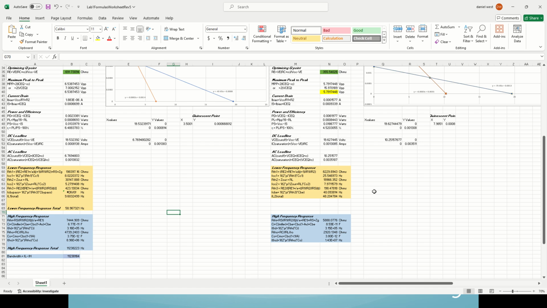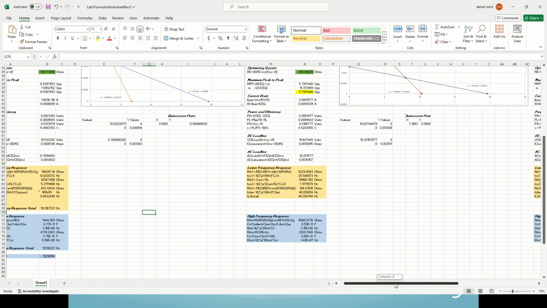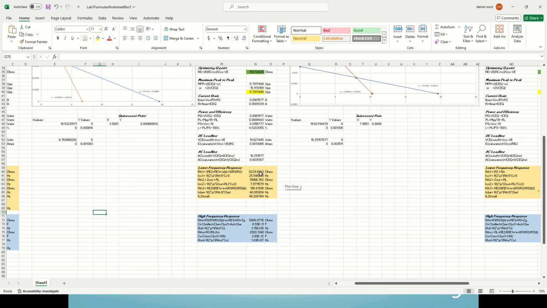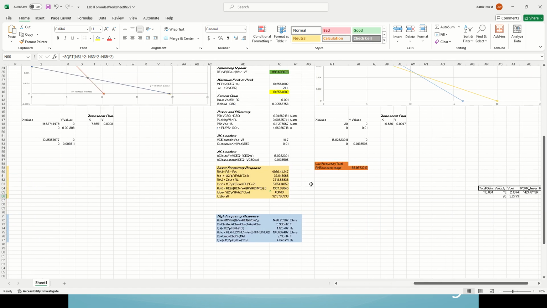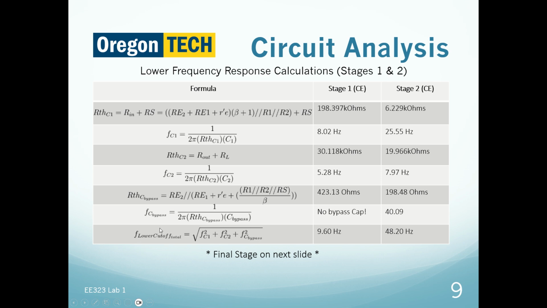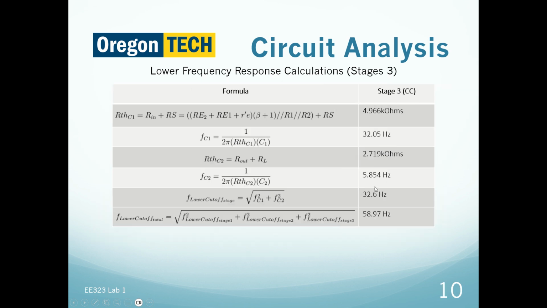And you're going to do that for each capacitor, or each stage, right? So input 25.5, 7.97, and then 40 Hertz, and then root mean squared, and you get 48.2. And then for the coupling capacitor, we have 32 Hertz and 5.85 Hertz. We take the root mean squared, and we get 32.57. So going back to the formulas, that is what we're doing here to get the 9.6, 48.2, and 32.6.